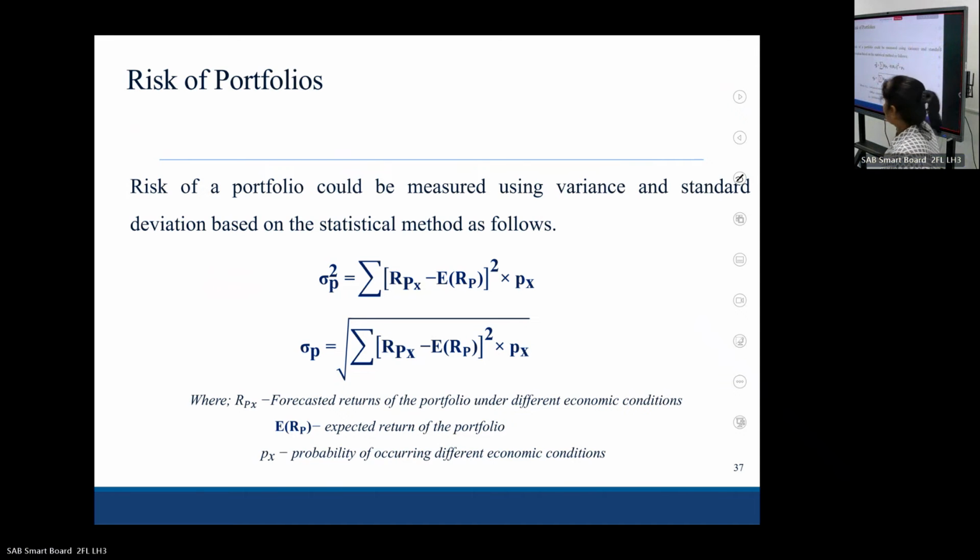The problem with this statistical method is that for a 2-asset portfolio you can manage this formula to calculate the standard deviation. But I told you that a well-diversified portfolio should consist of at least 20-30 stocks.